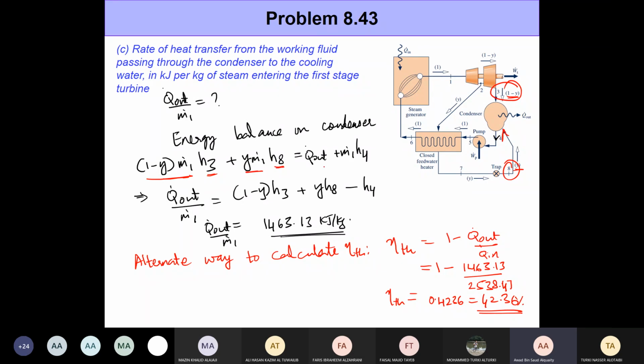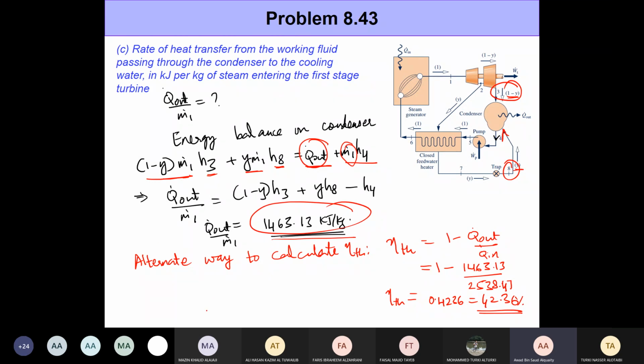On the other side, what's going out is heat being rejected. This is one way of energy transfer. The other way is through the mass that comes out. So of course it comes out as m dot 1 times H4. Okay, so this is what's coming in here. We have everything known, all the enthalpies are known, y is also known. We can plug in here and get this equation. This is the value for Q out.